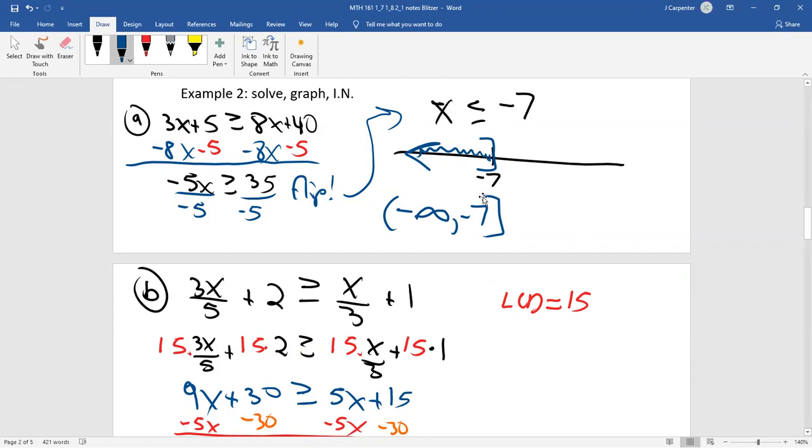Understand your interval notation, get it right every single time. One detail that's wrong means the whole thing is wrong. This is an important notation, so there's not really any partial credit with that kind of thing.